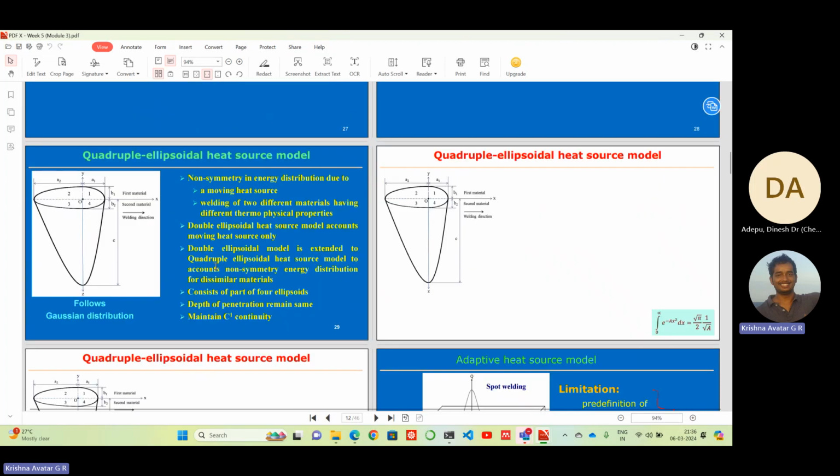The advantage is that it can also account for non-symmetric energy distribution for dissimilar materials. And the double ellipsoid can only model a symmetric heat source. And the ellipsoidal one will model only stationary welding processes.